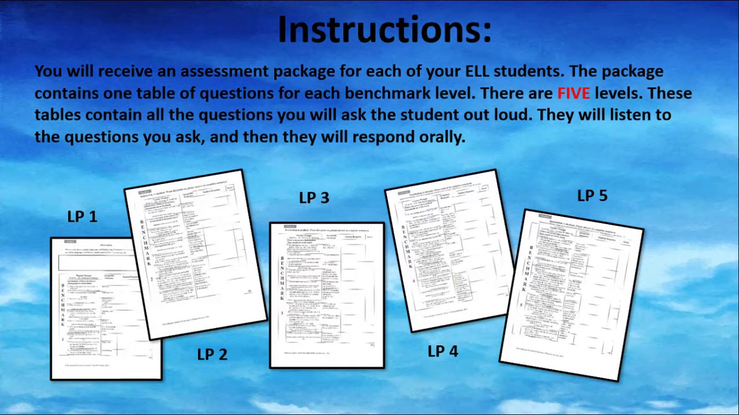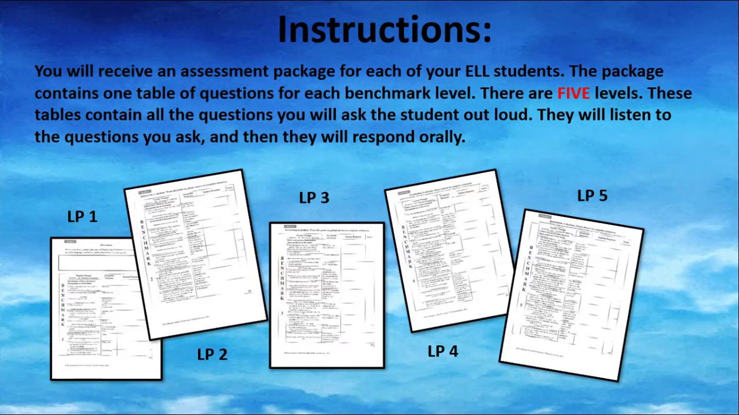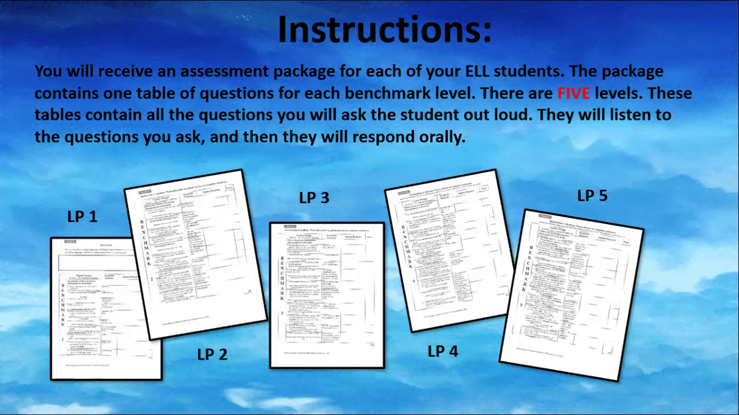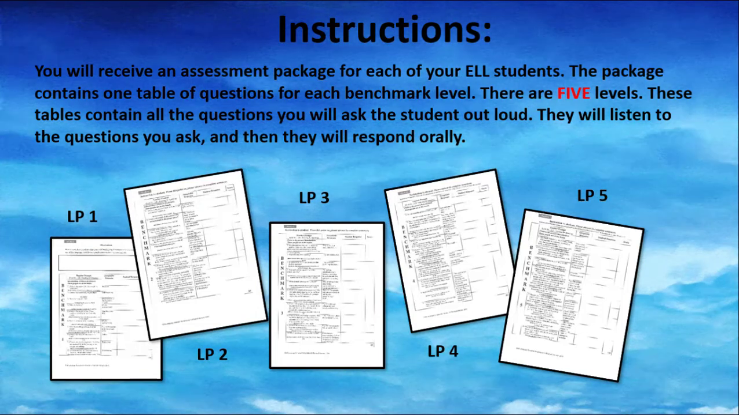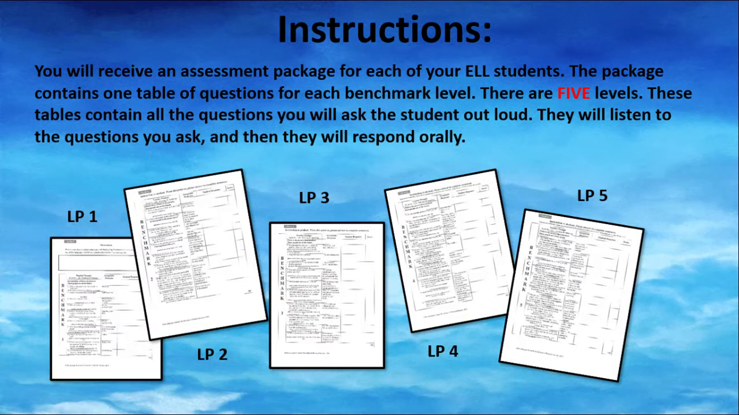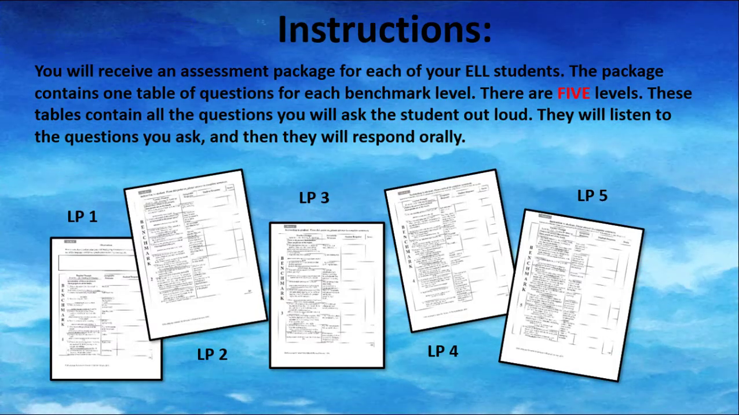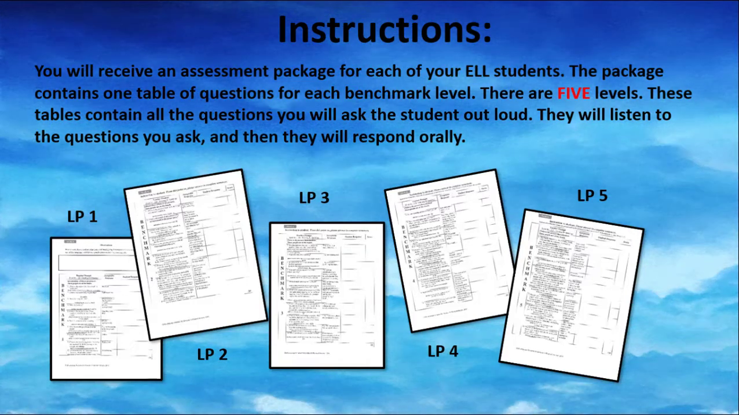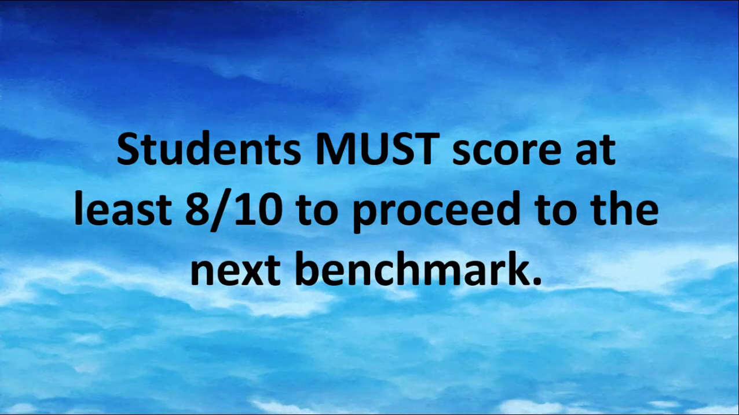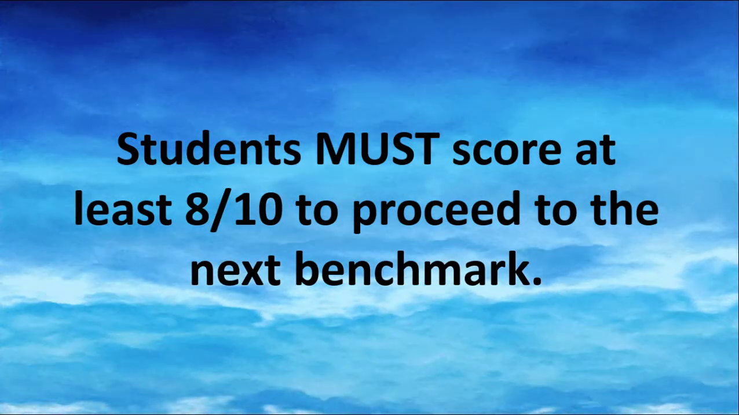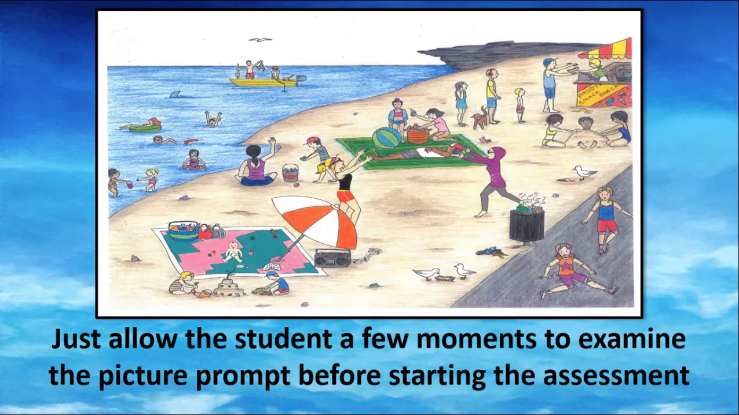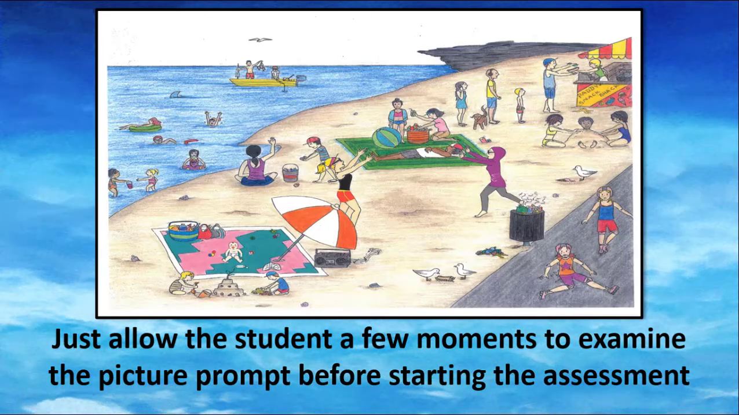Here's the instructions. You will receive an assessment package for each of your ELL students. The package contains one table of questions for each benchmark level. There are 5 levels. These tables contain all the questions you will ask the student out loud. They will listen to the questions you ask. Then they will respond orally. Students must score at least 8 out of 10 to proceed to the next benchmark. Just allow the student a few moments to examine the picture prompt before starting the assessment.